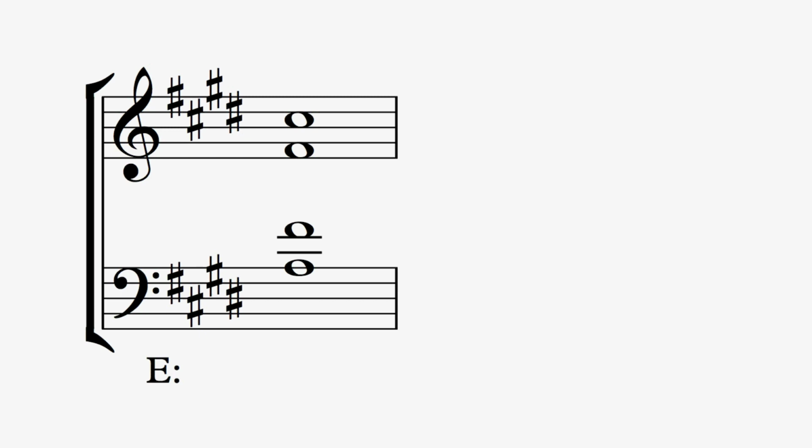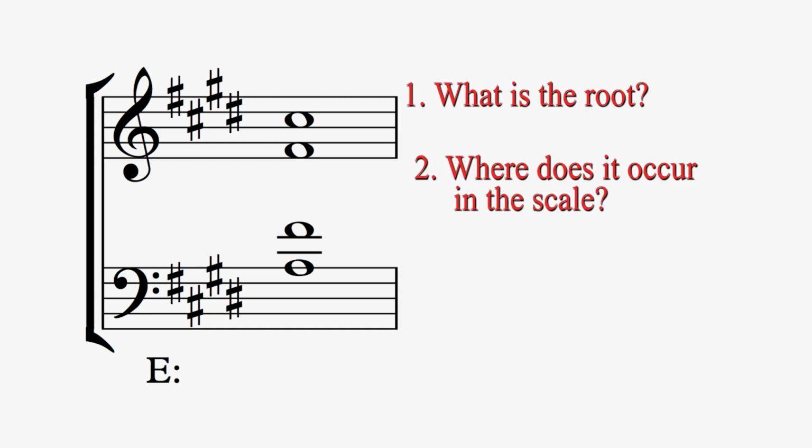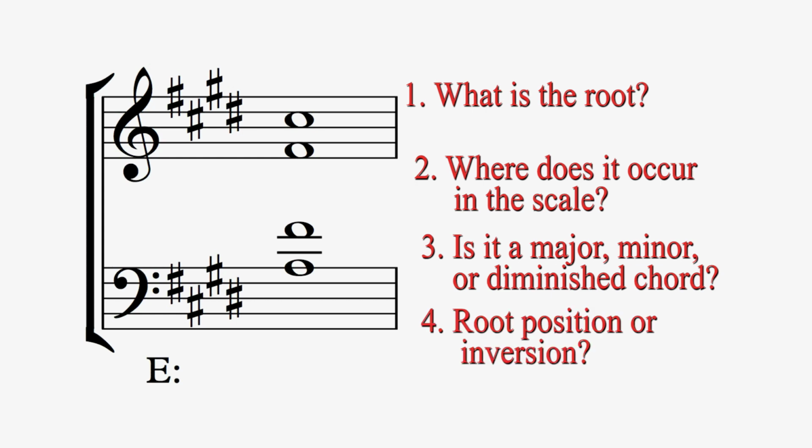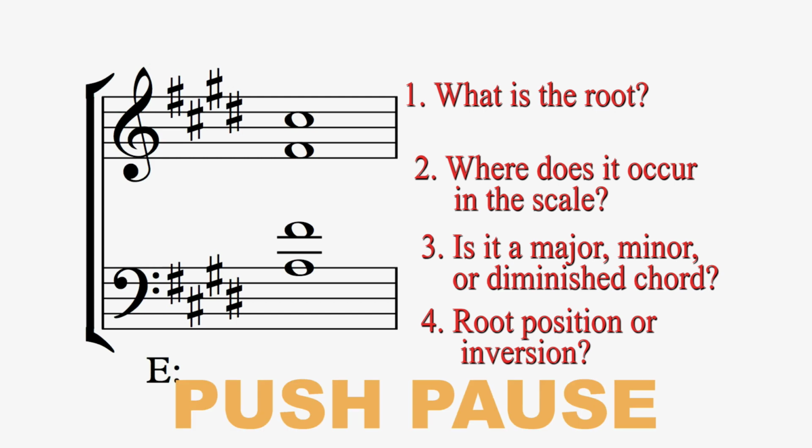So how did you do? Well, let's try another one and make sure that you have this down before we move on. Here's a chord that exists in E major. So I want you to pause the video and answer the following questions. What is the root? Where does the root occur in the scale? Is it major or minor or diminished? And is it in root position or inversion? Those 4 questions will give you the Roman numeral answer.